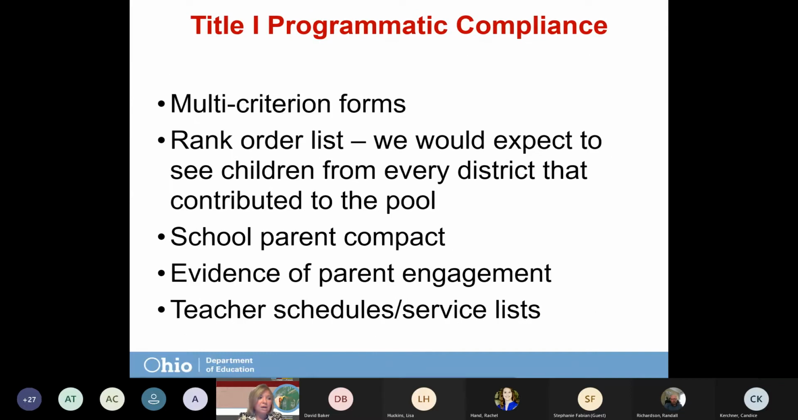We've already talked about, regardless of the delivery method for Title I, you have to maintain the same compliance documentation. During a compliance review, we look for the following items: multi-criterion forms for each grade level served, rank order list. If you are pooling, we would expect to see children from every district on that list. And if you're not pooling, we would expect districts to have their own rank order list. Sample school parent compact, evidence of parent engagement, and teacher schedules and service lists. Many of these items will be available at the beginning of the school year.